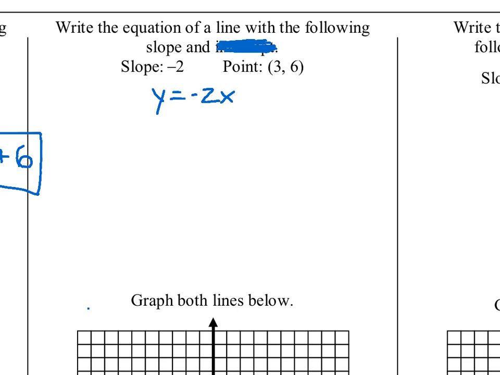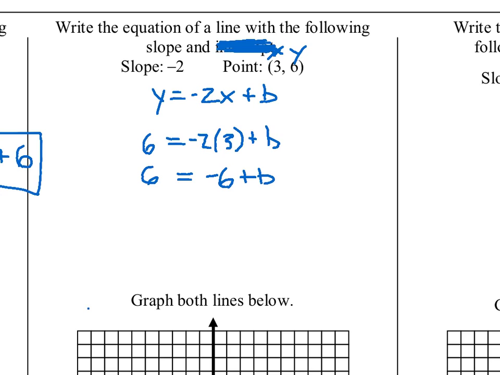We've got negative 2x plus we don't know the b. But we do have the point, and the point contains an x and a y. So I've got my x, and I've got my y. And so that's going to be 6 plugged in for y. Negative 2 is going to be times 3, my x, plus b. Simple equation solving here. Going to go ahead and simplify this first by multiplying. I get 6 is equal to negative 6 plus b.